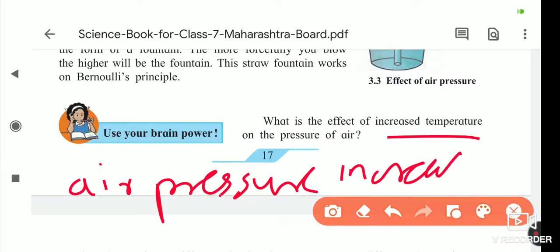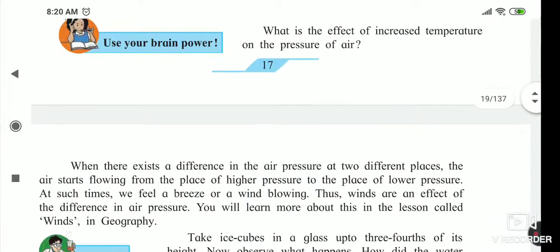Okay, clear? Air pressure increases. Now move towards the next point.